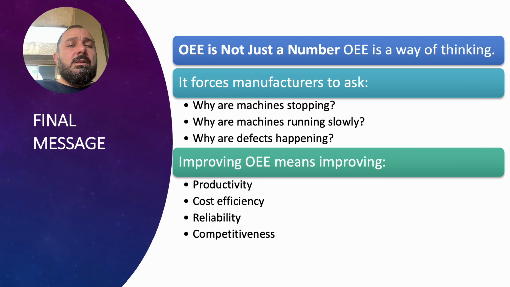To finalize, we can say that OEE is not only a number, it's a way of thinking. It forces manufacturers to ask why our machines are stopping, why our machines are running slowly, what the defects are, and why the defects are there. And by knowing this, you can improve productivity, you can improve cost, and you can gain reliability and competitiveness in the market.